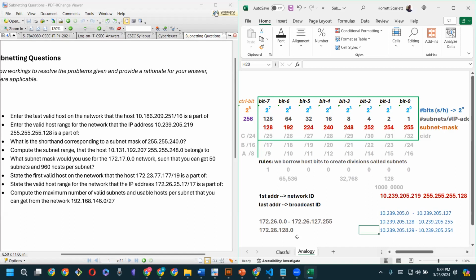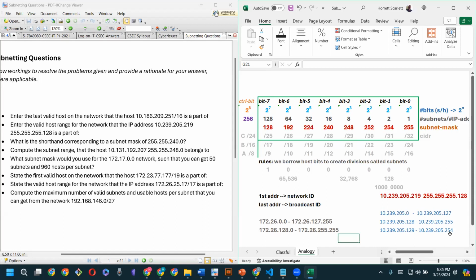All right. So where does this one end? This subnet down here, where does it end? Quickly. 172.26.255.255? That's what you said? Yes, sir. Everybody agree with that? Yes, sir.